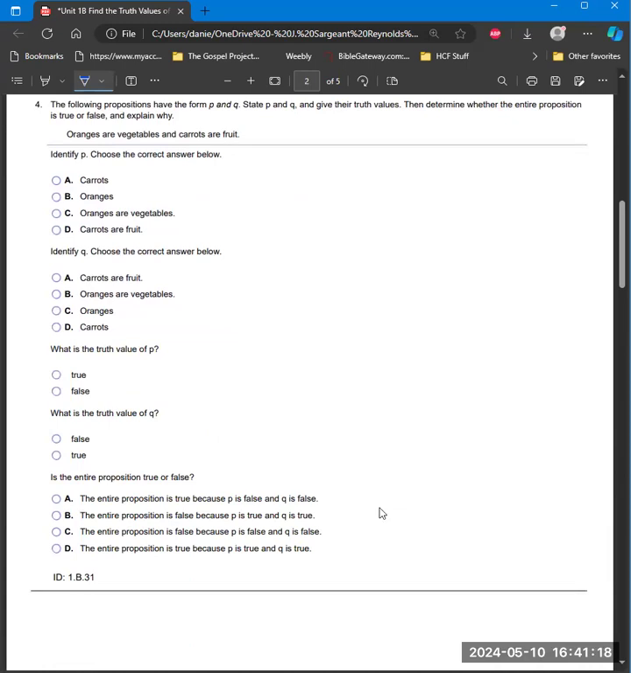The following propositions have the form of P and Q with the conjunction. So state P and Q and then give them truth values and determine whether the entire proposition is true or false and explain why. Oranges are vegetables. That's false. Carrots are fruit. Also false. The entire proposition is false because P is false and Q is false.